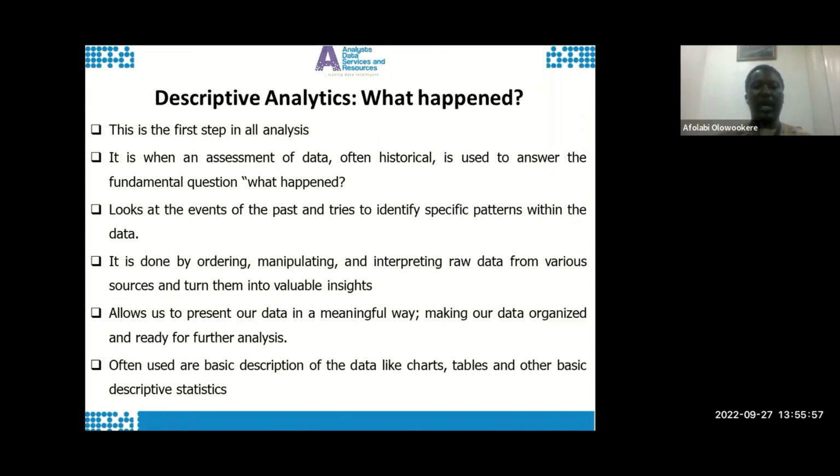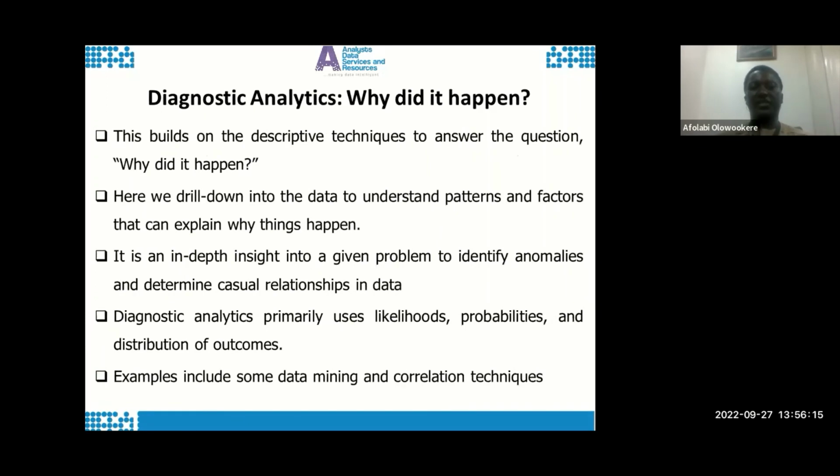It's often used for a basic description of the data, like charts, tables, and other basic descriptive statistics. They are basic. They tell us what happened. They may be enough to address a research issue, but they are always the first step in most research work. Diagnostics. Why did it happen? So now that we have known what happened, why did it happen?